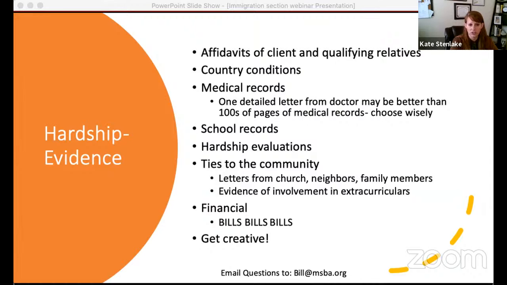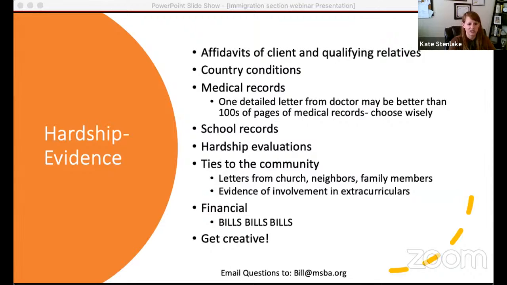If there are health issues, obviously you want medical records. I've heard this from judges specifically, that they generally don't like hundreds of pages of medical records. You'll want to ask your client to get a copy of their whole medical record, especially if they have serious health issues, but don't just submit the whole thing.